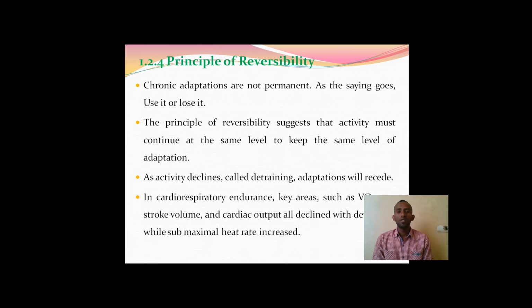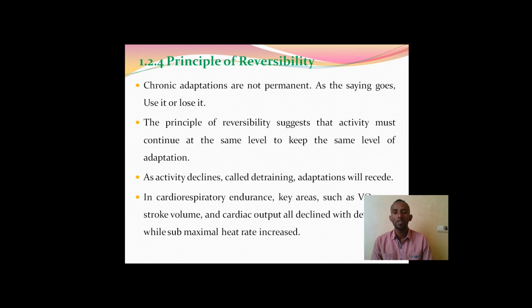Another important principle is the principle of reversibility. The important thing here is that chronic adaptations are not permanent. This means once you have upgraded or maintained your physical fitness, if you stop performing, the changes are not permanent and will not stay with you throughout your life. As the saying goes, use it or lose it defines exactly the principle of reversibility.